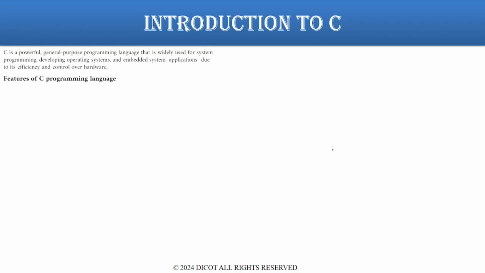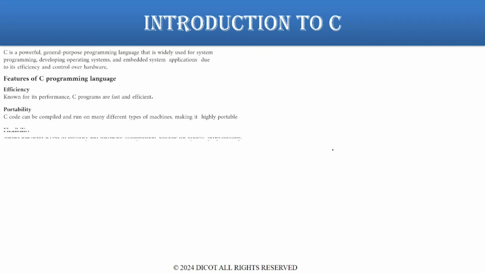Features of C programming language. Efficiency: known for its performance, C programs are fast and efficient. Portability: C code can be compiled and run on many different types of machines, making it highly portable. Flexibility: allows low-level access to memory and hardware manipulation, suitable for system programming.